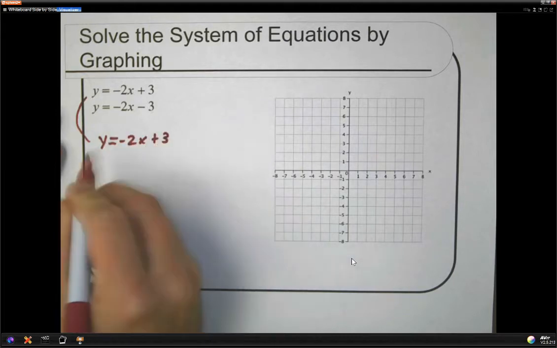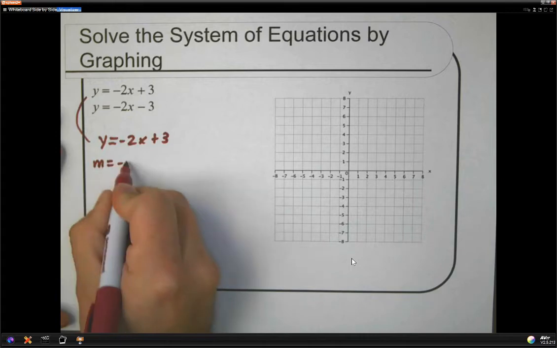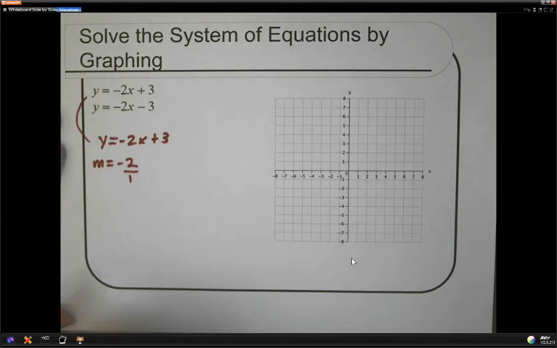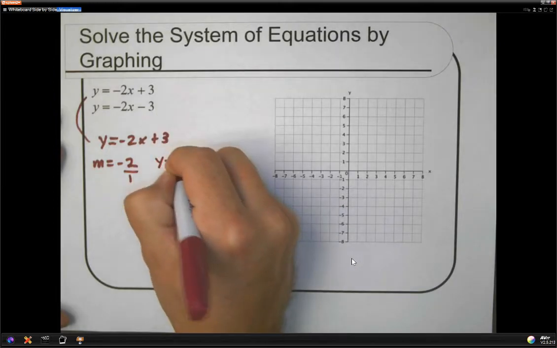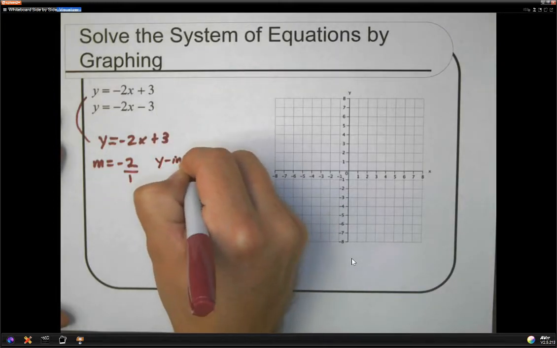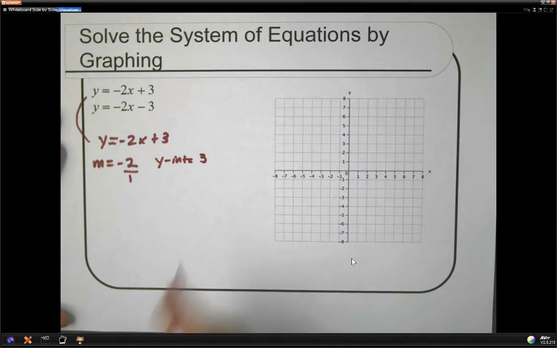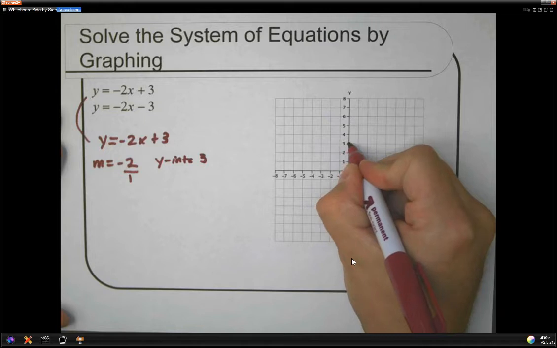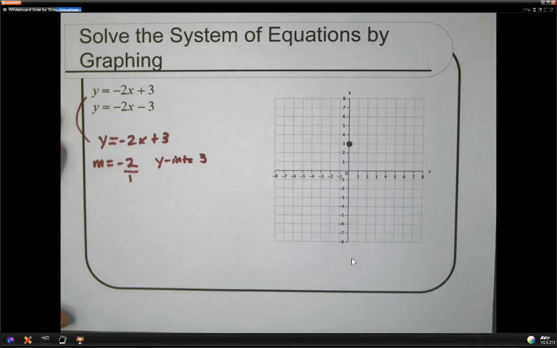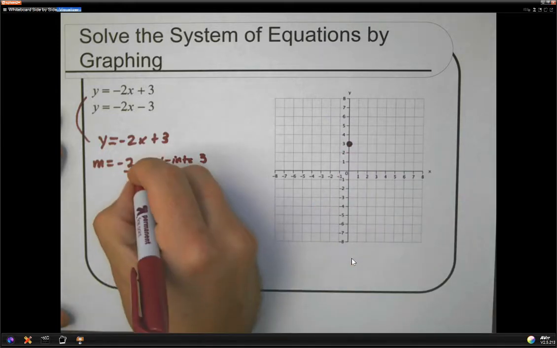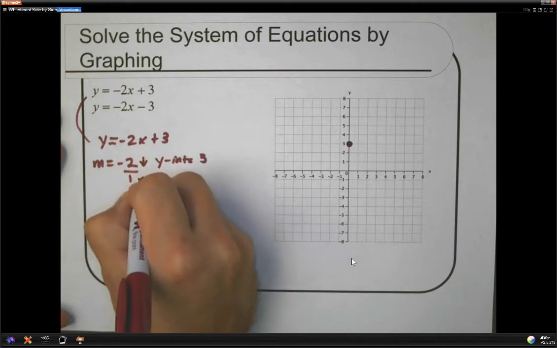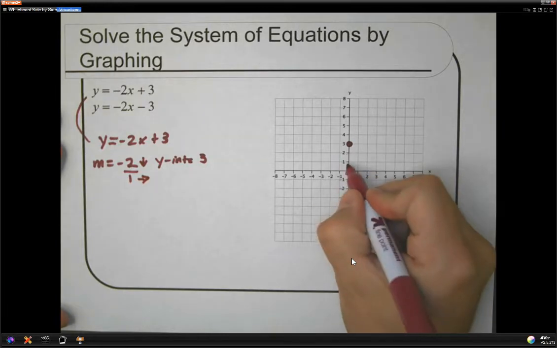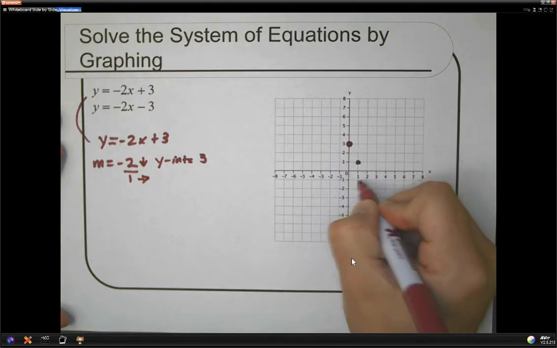So I take the first one. I notice that it has a slope of -2. Again, this can be written as a fraction. And it has a y-intercept of +3. So we always start with the y-intercept. So at +3 on the y-axis, that is where I start. The slope is negative, which again, if I look at my reminder, that means down and to the right. So I'm going to go down 2 and right 1, and down 2 and right 1.